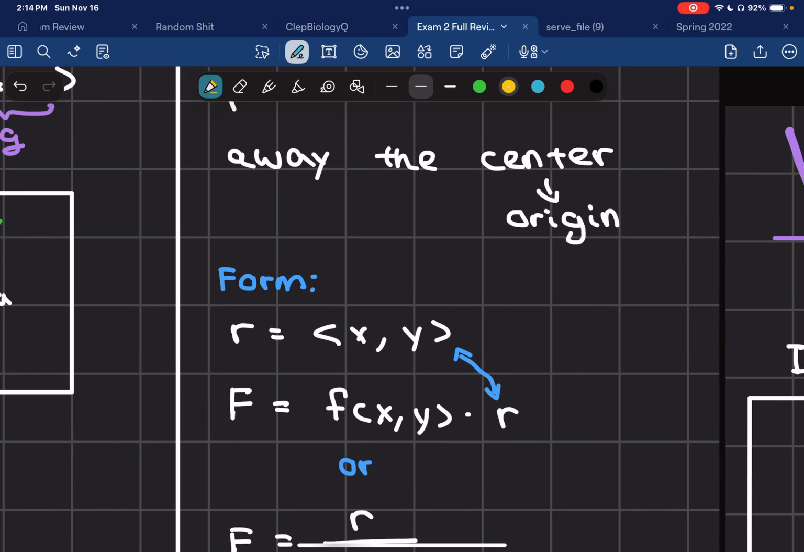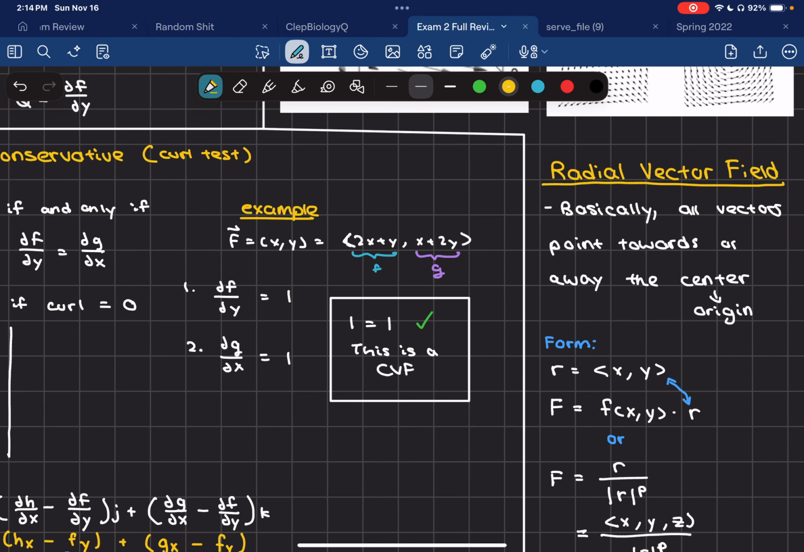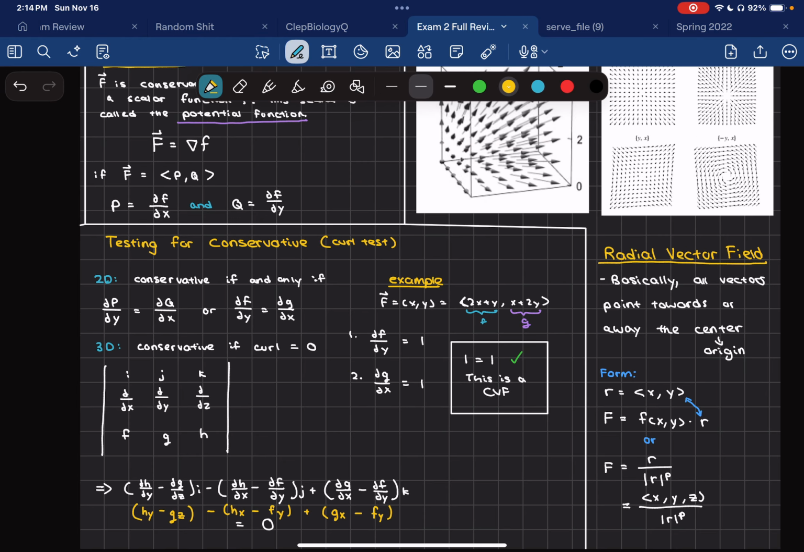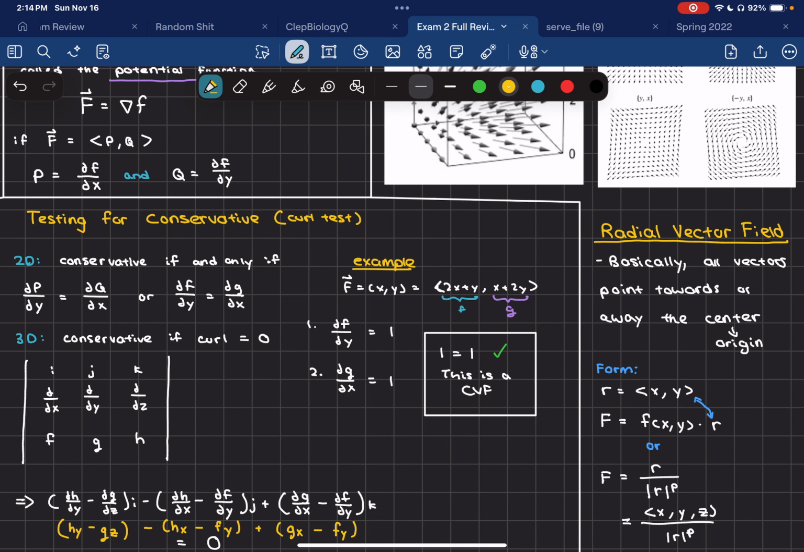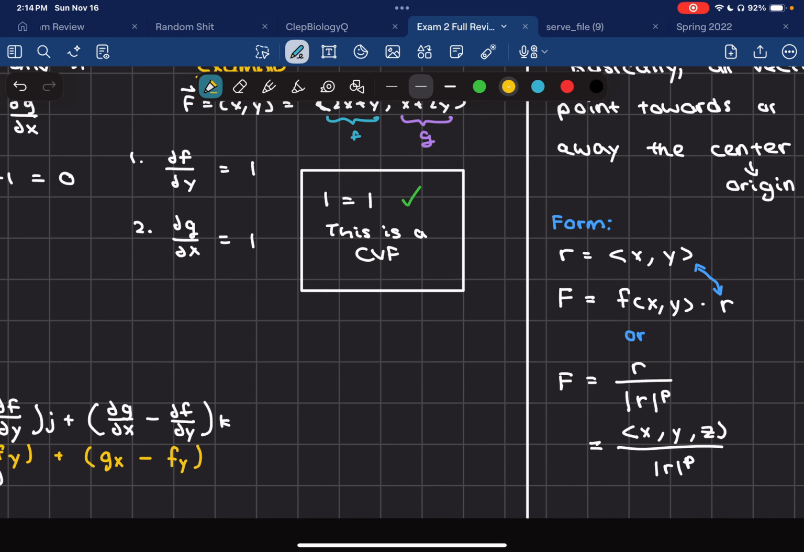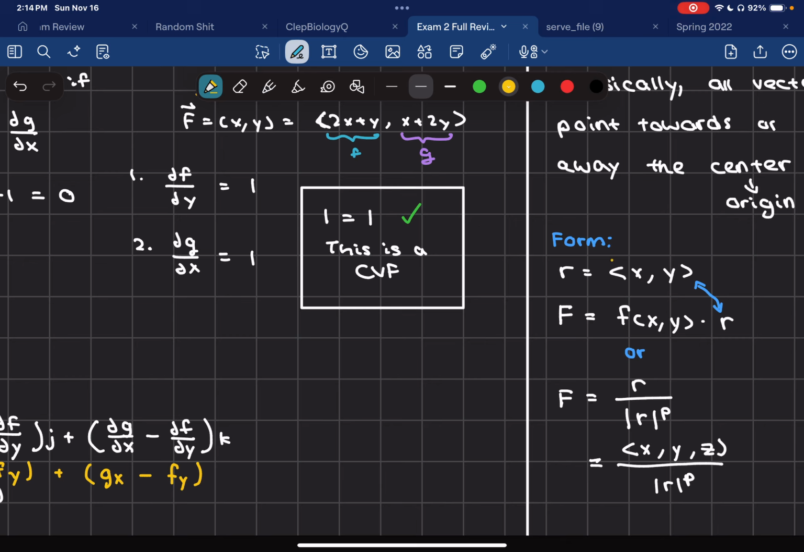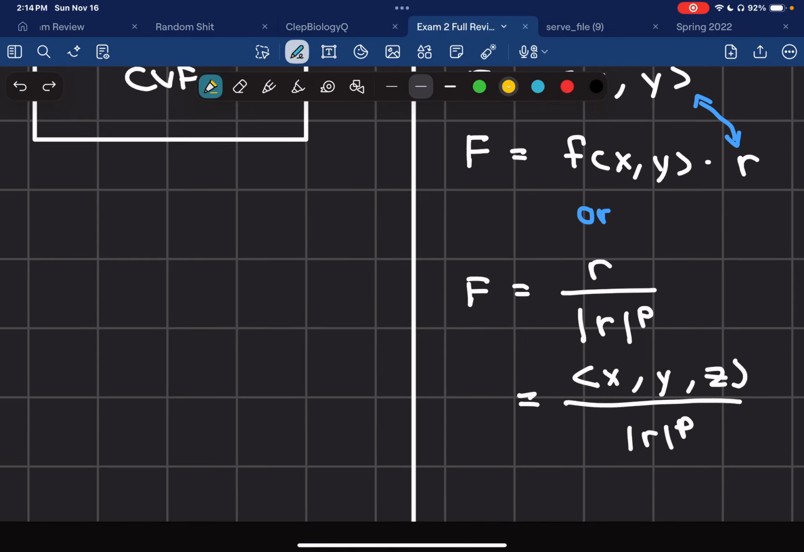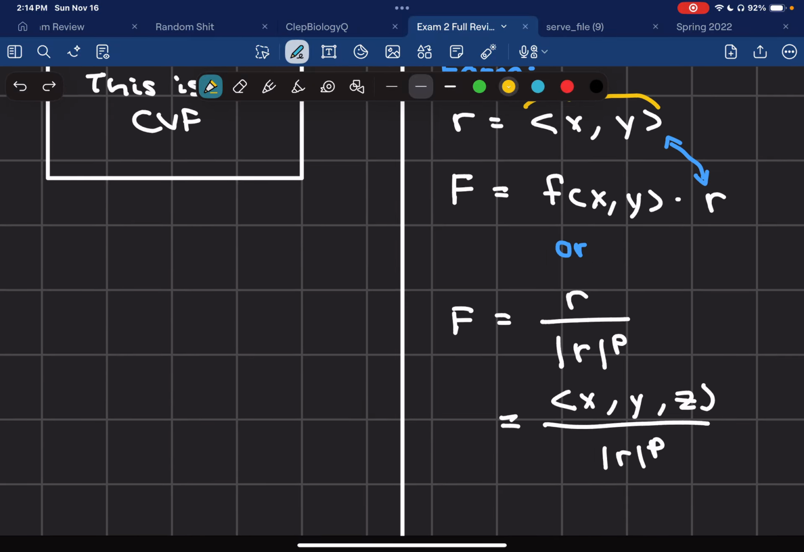The last thing I want to go over for vector fields is the radial vector field. A radial vector field is basically when all vectors in the vector field point either away from or towards the center. So this is the form for it. These questions have shown up once or twice in the exams I've seen, and the correct answer will always be in the form of x, comma, y. And these are some more ways to think about it.